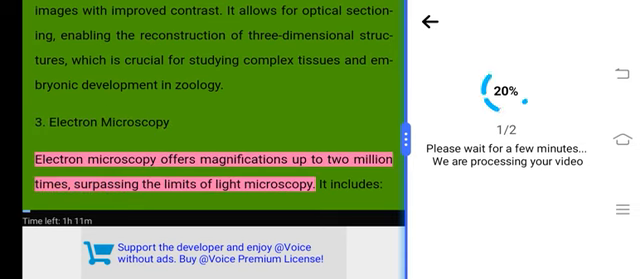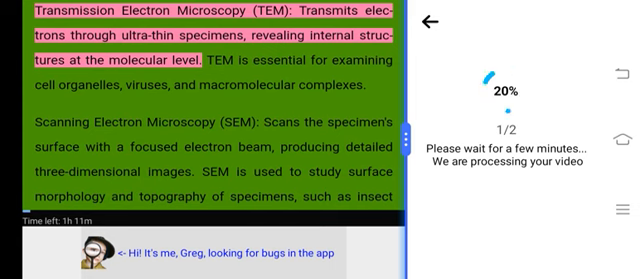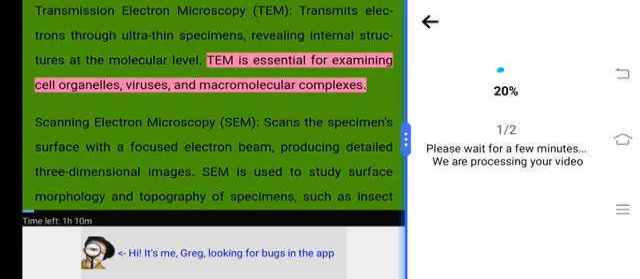3. Electron microscopy. Electron microscopy offers magnifications up to 2 million times, surpassing the limits of light microscopy. It includes transmission electron microscopy (TEM). TEM transmits electrons through ultra-thin specimens, revealing internal structures at the molecular level. TEM is essential for examining cell organelles, viruses, and macromolecular complexes.